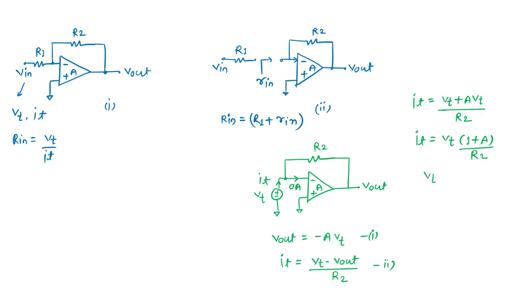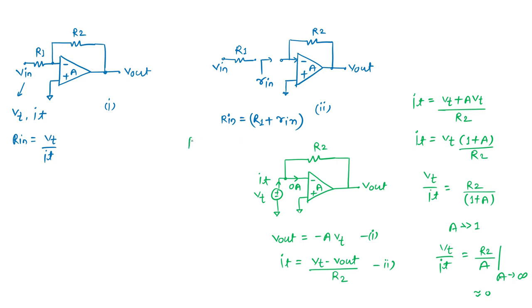So Vt by It comes to be R2 by 1 plus A. If the gain is very high, let's say the gain is much greater than 1, it can simply be written as Vt by It equal to R2 by A. And even I can say if my gain is infinite or very large, it comes to nearly 0.